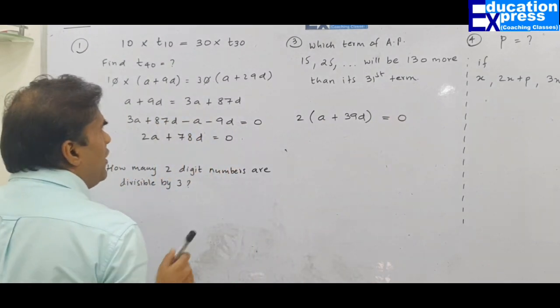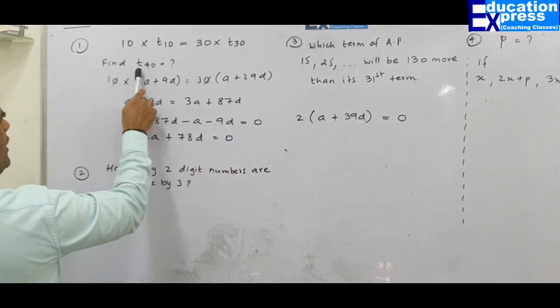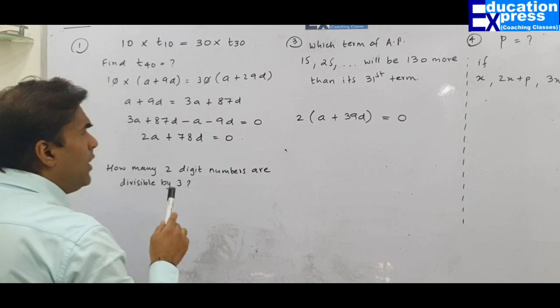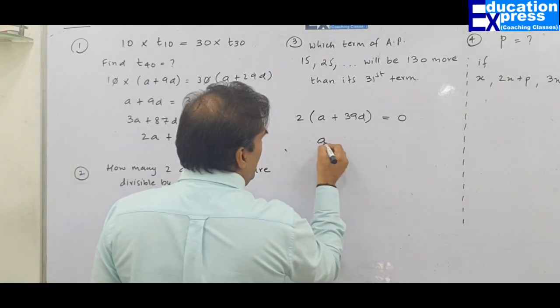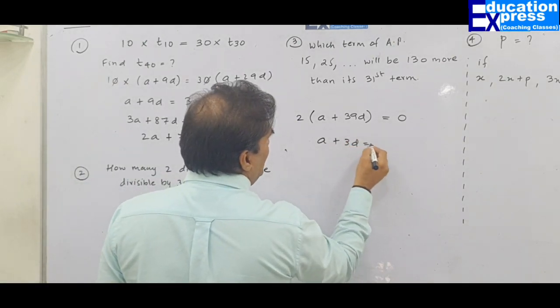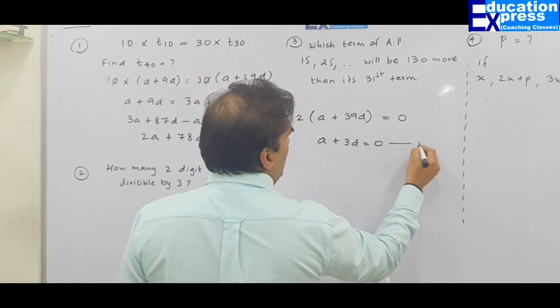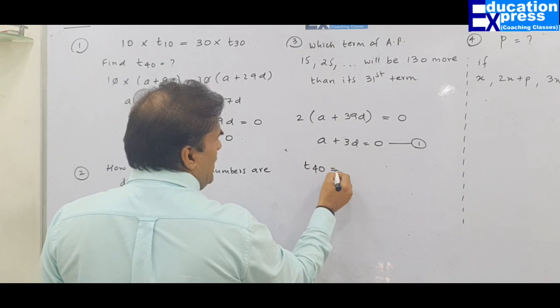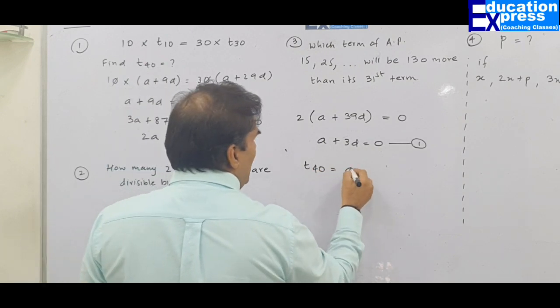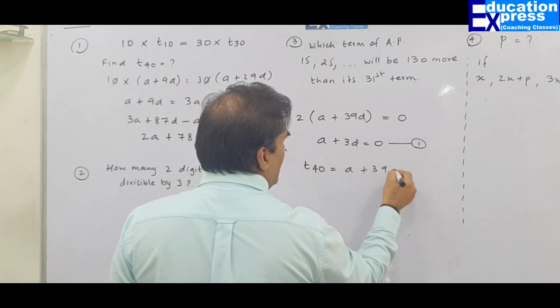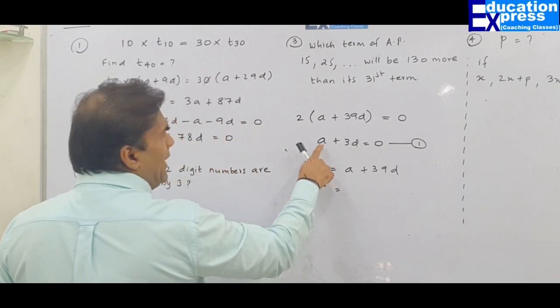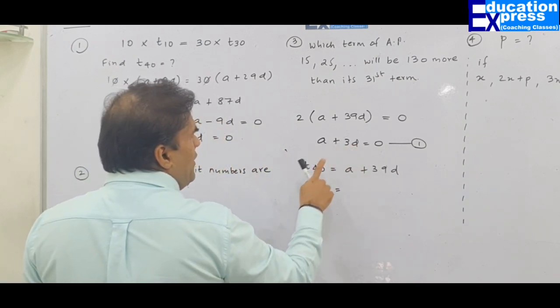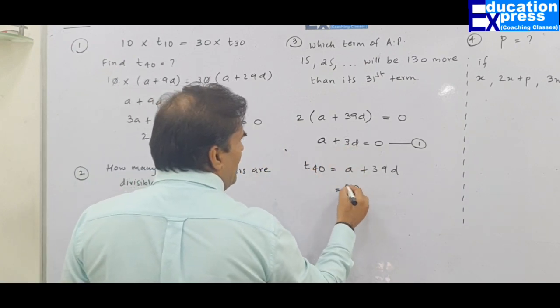My dear friends, what do we have to find? Sir, we have to find the value of T40. Assume A plus 39D in this example is 0. Mark it 1. Since you have to find T40, what is T40? A plus 39D. We already found out the value of A plus 39D. So T40 is nothing but 0.